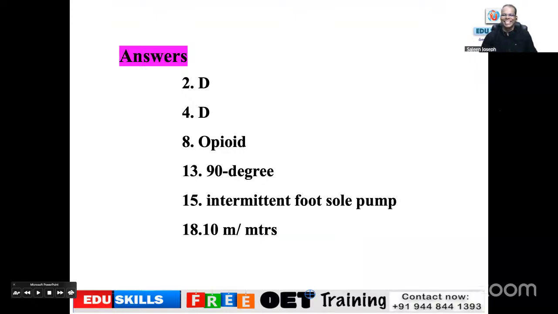So the answer to 2 is D, 4 is D, 8 is opioid, and 9 is 90-degree, intermittent foot sole pump, 10 meters. Any objection or any problem? Father, in opioid, will the O be capital or small? It can be small, no problem. It's better to be small. That was by mistake when I was typing.